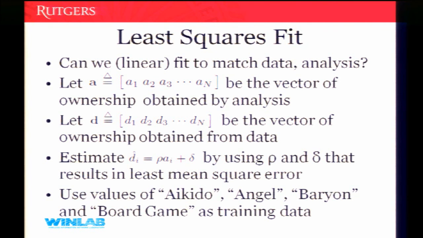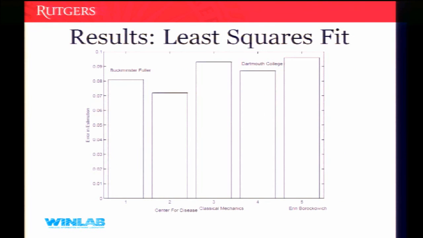So A1 through An is what we obtained through the game theoretic analysis. D1 through Dn is what we obtained through the data, and we try to see if we can fit a linear function with estimates di hat as rho times ai plus delta. And this rho and delta are obtained by using the method of least squares. So we use these 4 pages, Aikido, Angel, Baryon and Board Game, as training data for this linear fit, and then measure the error on the other 5 pages. And we find that the error is less than like 0.1, which is about 9 to 10% error.